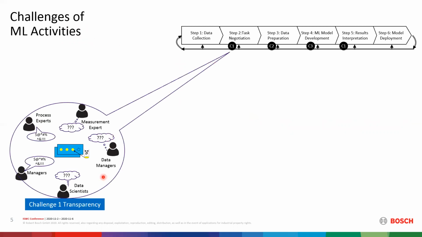First challenge is transparency. We have many experts involved in the activities. They all have part of the knowledge of the data. For example, process experts have the knowledge of the physical process behind the data, and measurement experts have knowledge of how the data are measured. And data scientists have the knowledge of how to use the data to solve the task. The communication between them is very difficult because they all speak different technical languages, but it is also vitally important. Therefore, they all need to explain their knowledge and communicate transparently.